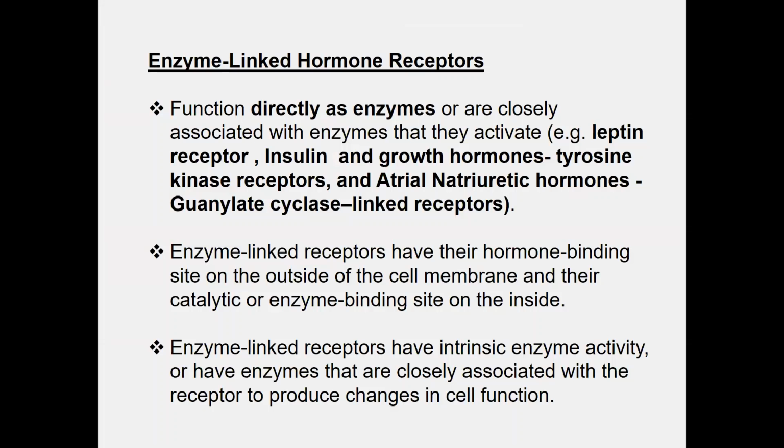The enzyme-linked hormone receptors, these types of receptors have intrinsic enzymatic activity, or they can bind closely to another enzyme, which will initiate different intracellular processes inside the cell. Now, an example of these enzyme-linked hormone receptors is the leptin receptors, the insulin and growth hormone, which have tyrosine kinase receptors, and the natriuretic hormone, which functions through guanylate cyclase linked receptors.